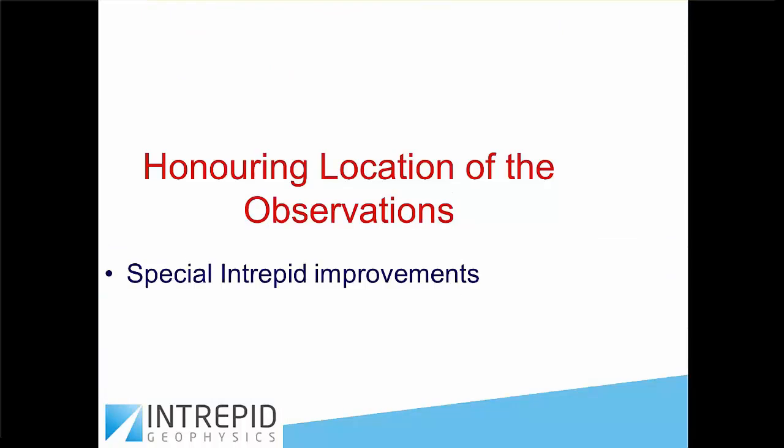So I've started to allude to the concept of honouring the location of the observations. Intrepid recognises when you want to maximise the value of your survey data, and as it's represented in a grid, honouring where the data really occurs is pretty important. So Intrepid has put a lot of effort into this, and we've come up with some special improvements.